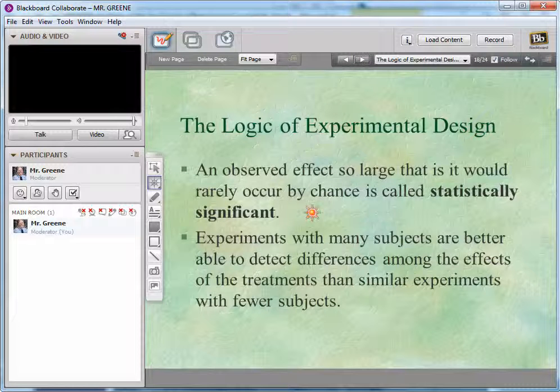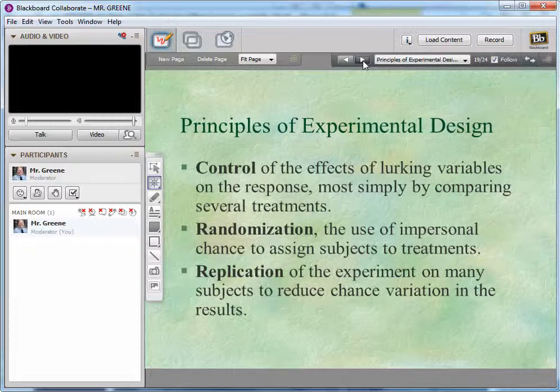An observed effect so large that it would rarely occur by chance is called a statistically significant effect. So experiments with many subjects are better able to detect differences among the effects of the treatment than similar experiments with fewer subjects. So having said that, bigger experiments, better results.